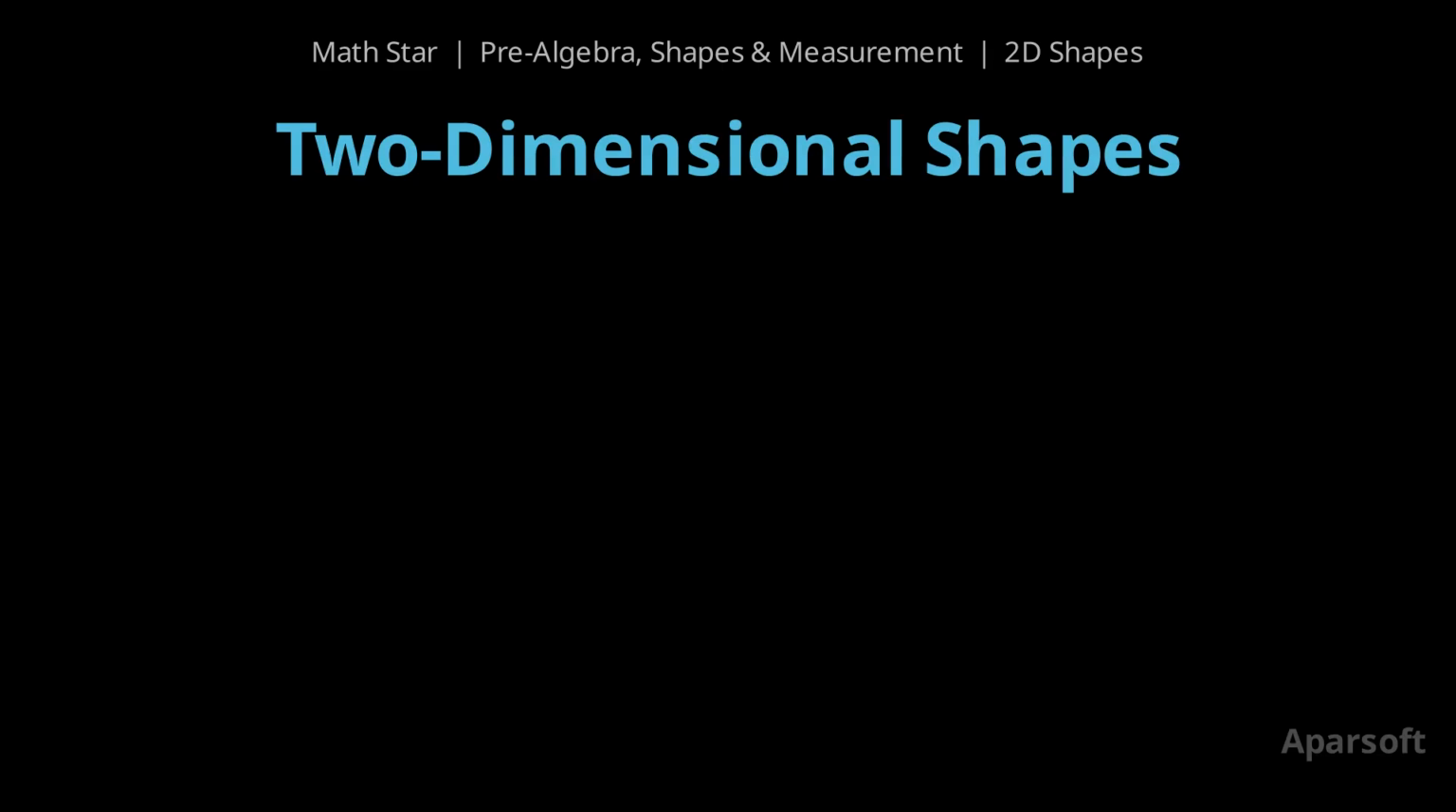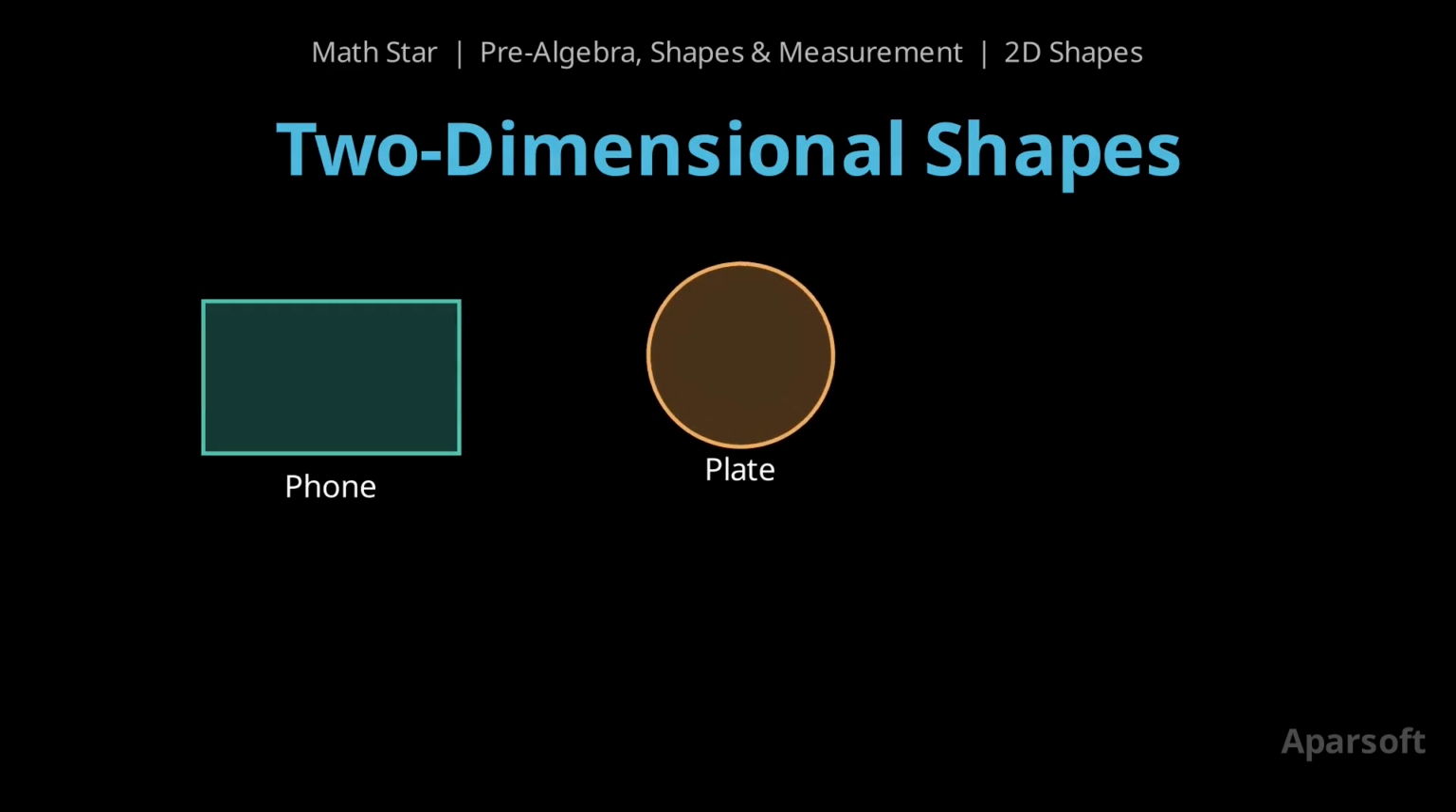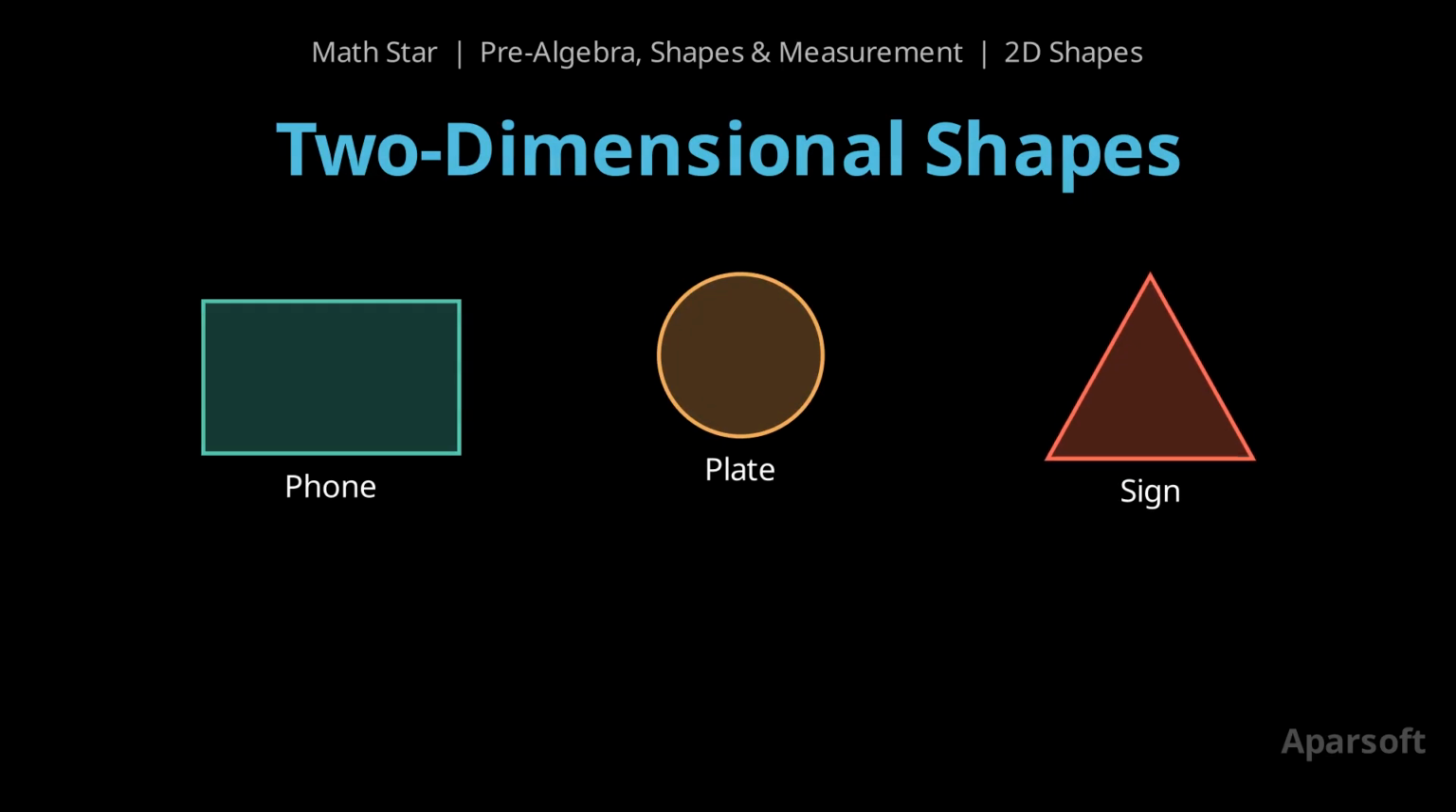Today we are learning about two-dimensional shapes. Look around you. The screen you are watching on, the plate you eat from, the signs on the road. If we draw them on a piece of paper, they are all flat shapes living in two dimensions. We will learn to name these shapes, classify them, and even measure them.